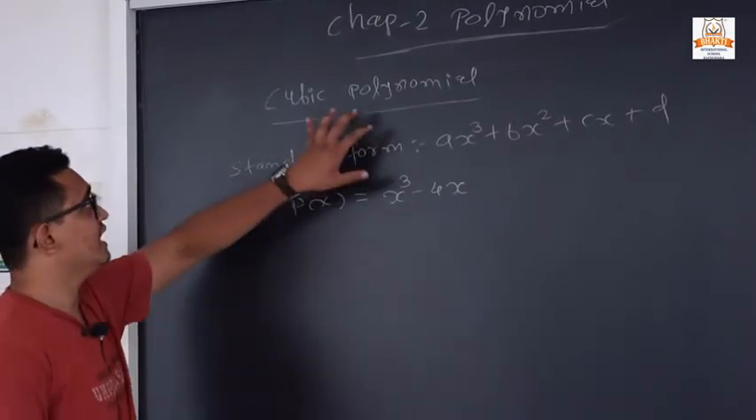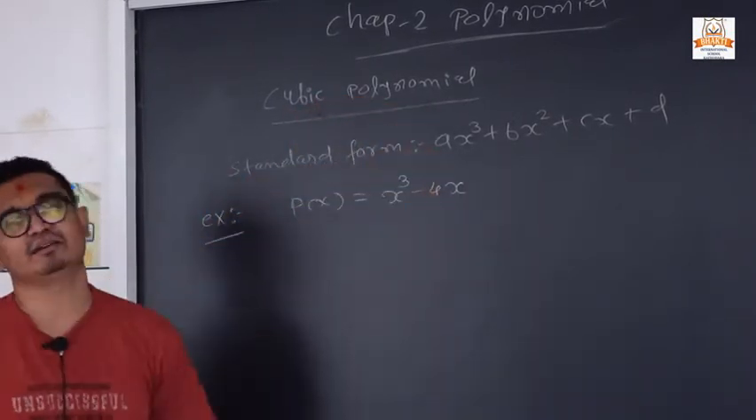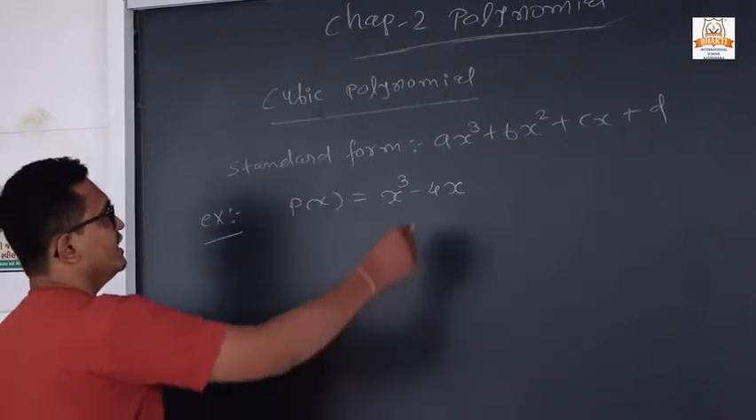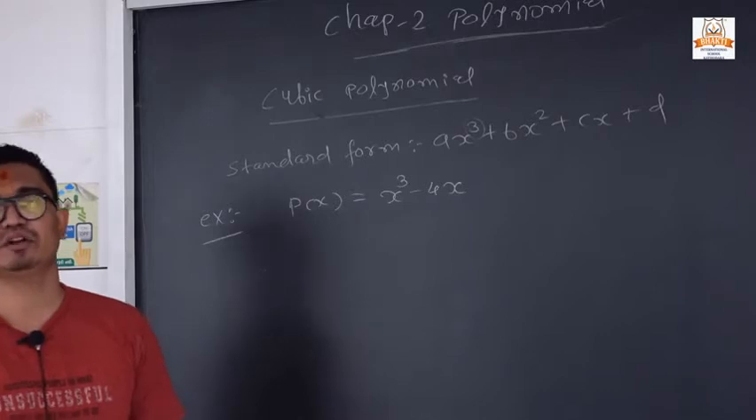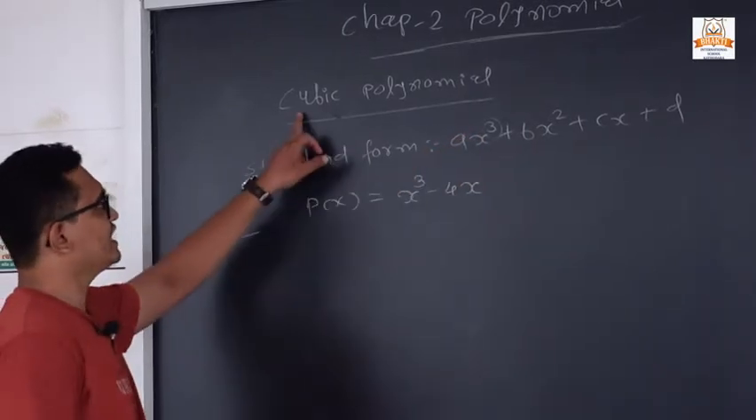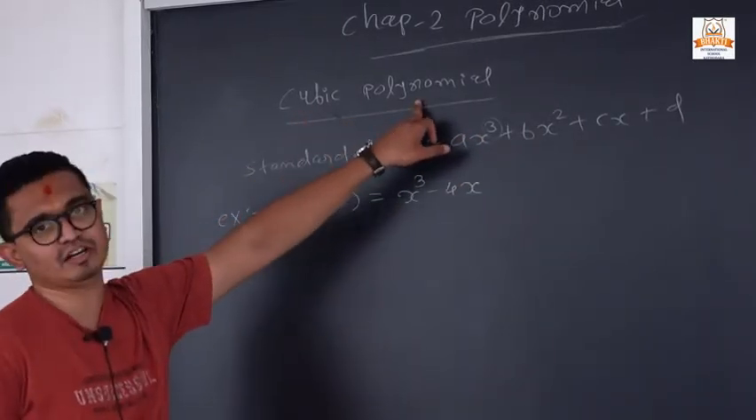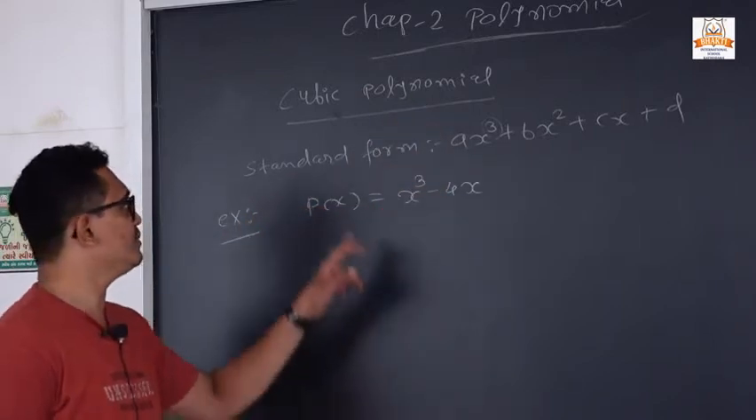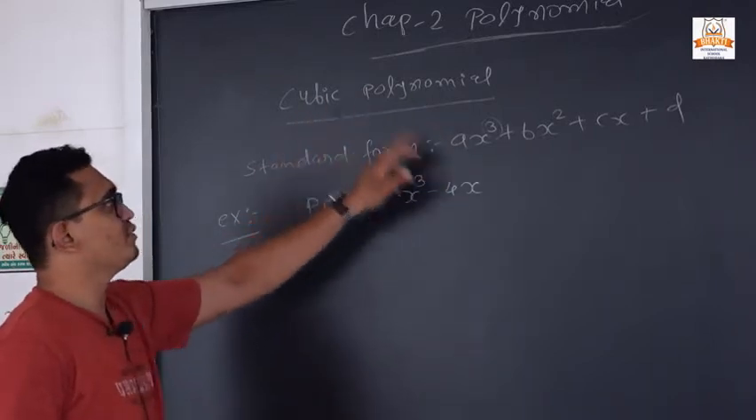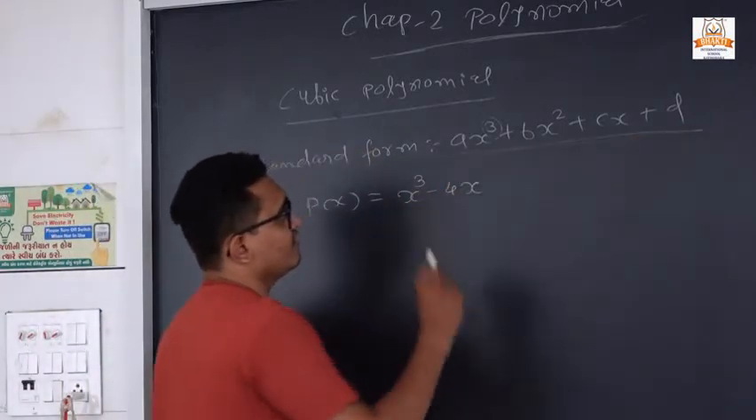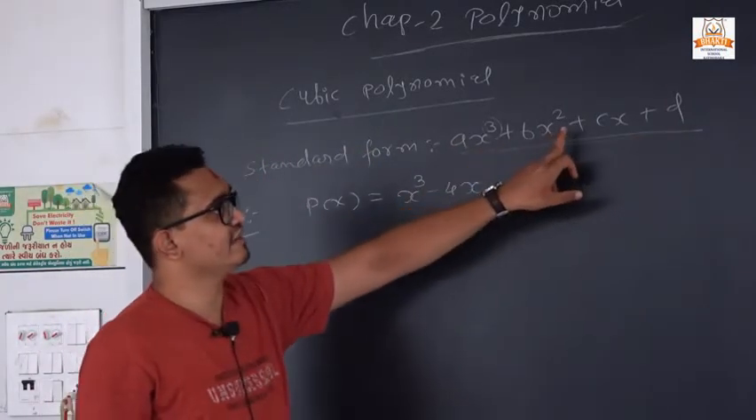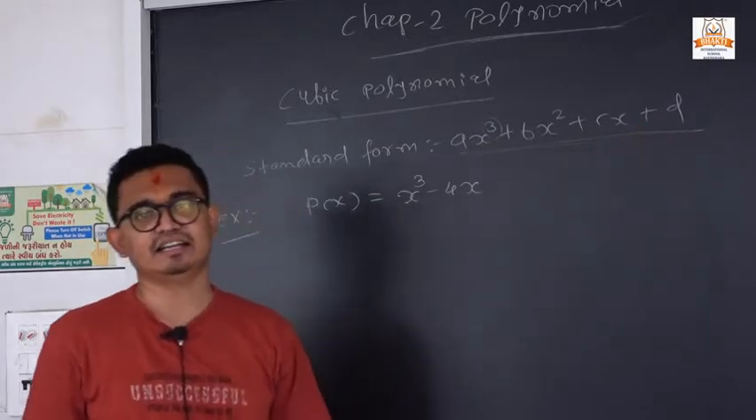And now the last is the cubic polynomial. Cubic means x has a degree of 3. The maximum degree of that polynomial is 3, so it is called a cubic polynomial. Now we are discussing what a cubic polynomial is. First of all, see its standard form: ax cube plus bx square plus cx plus d.